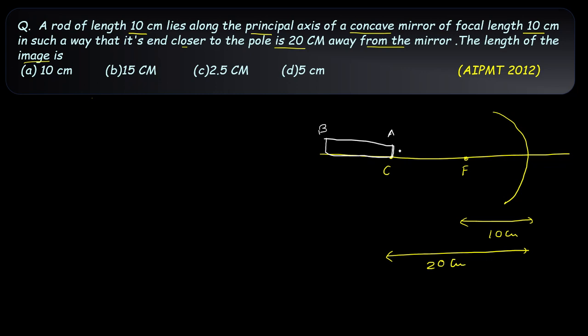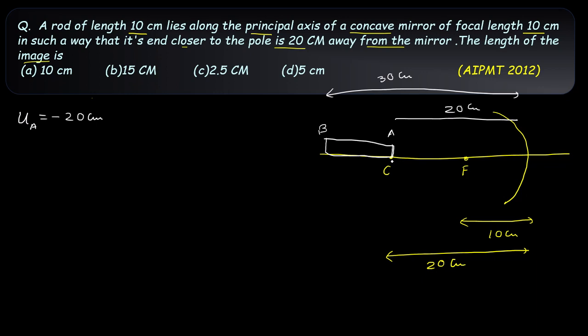To find the length of the image, we will consider both the ends, I mean end A and end B of the rod, to be different objects. Let's say for first end A, what is the object distance? It is minus 20. It is at a distance 20 centimeter from the mirror, and the length of the rod is 10. What does it mean? It means the other end is at a distance of 30 centimeter.